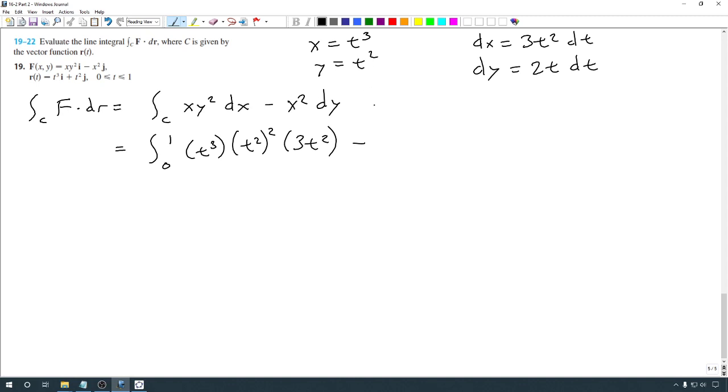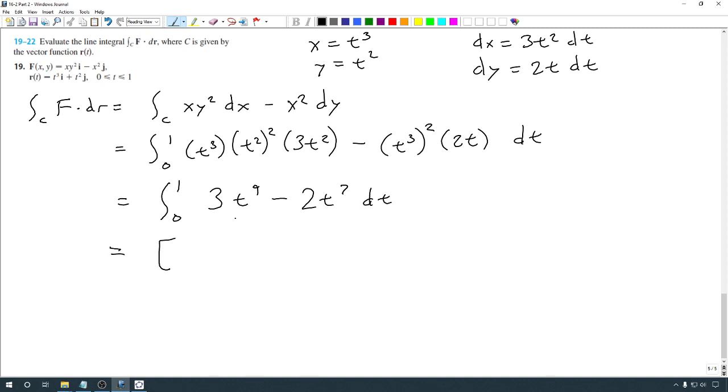I'm subtracting x squared, but x is t cubed, and that's squared. And then the dy gives me a 2t. I want to simplify all this, so what do we have here? We have a constant of 3, and then 3 and 4 more t's, and then 2 more. So we end up getting a total of 9 t's. Over here we saw the minus sign, we have a 2, and we end up having 7 t's.